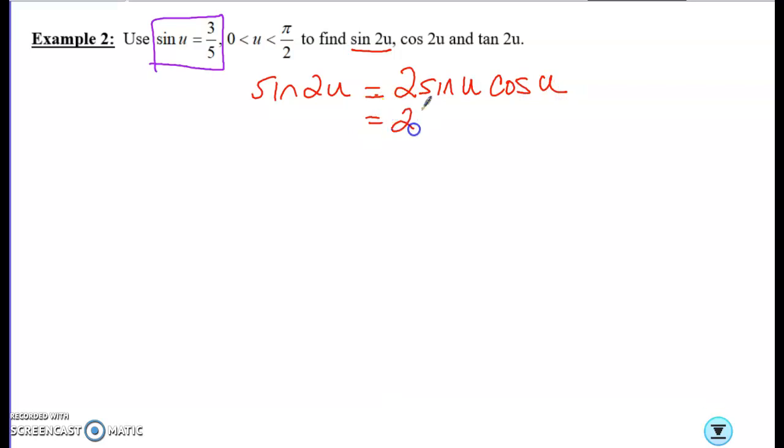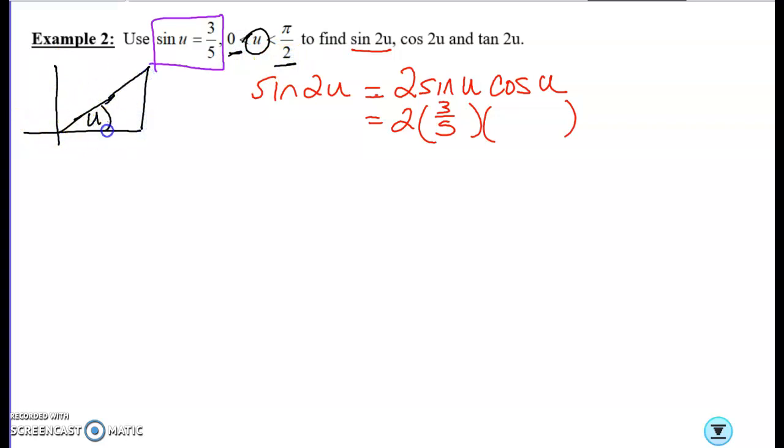Well, we already know the sine of u. They gave it to us. It was 3/5. But what we don't know is the cosine of u. So that's up to you to find by what they told us. They told us the sine of u is 3/5, and u happens to be between 0 and pi/2, which is a first quadrant triangle. So you're going to make a triangle in the first quadrant. Here's my angle u. Sine would be the opposite over the hypotenuse. This is a 3, 4, 5 right triangle. So now we can look at the cosine of u, and the cosine of u would be 4/5.